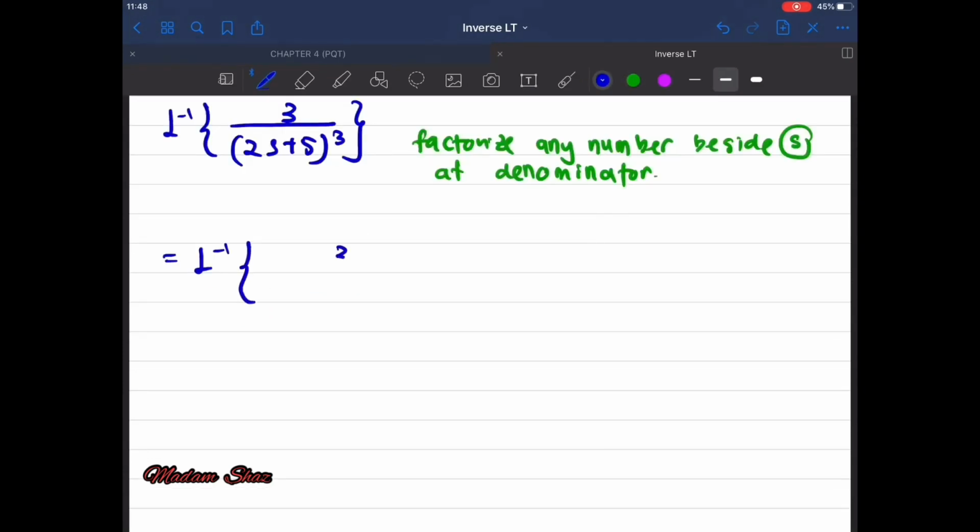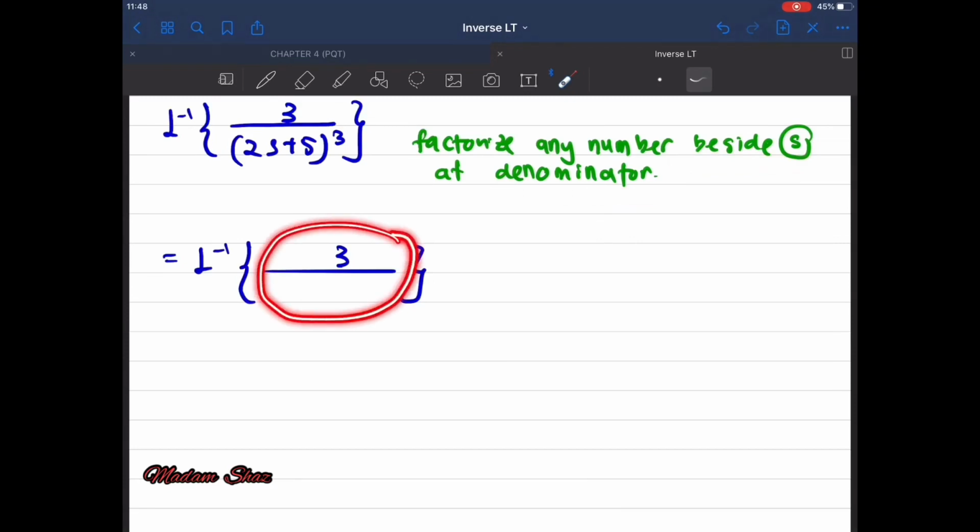Laplace inverse 3 over. When we want to factorize any number beside s at the denominator, we still write the terms inside the curly bracket. So 2 inside the curly bracket. So this one, 2s plus 5, the whole thing with the power of 3. So 2 we want to factorize, and the whole thing here must be to the power of 3.